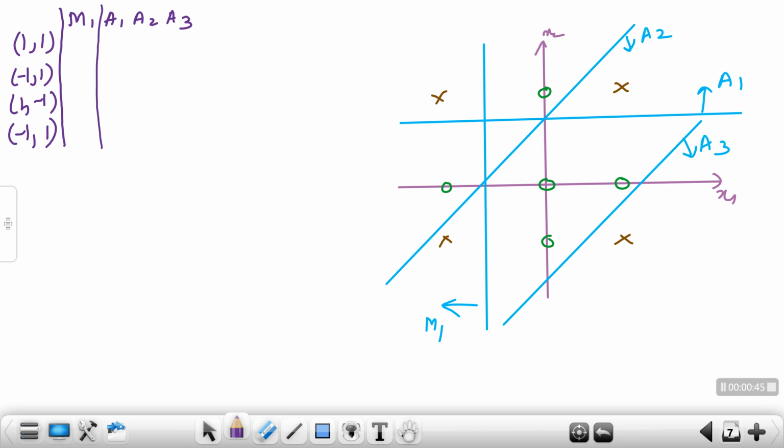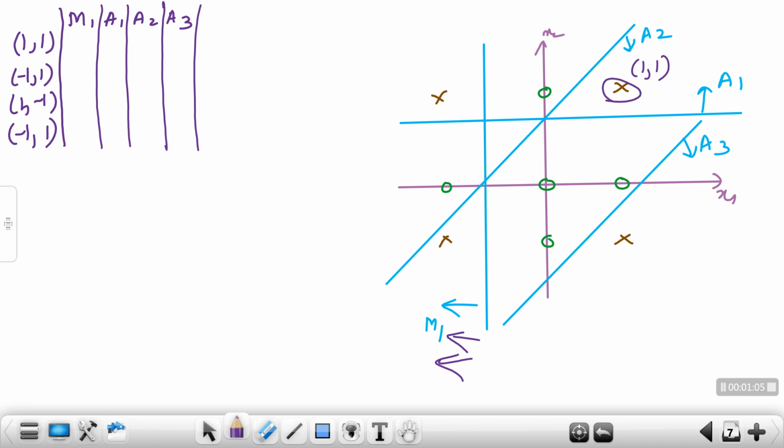I can get it quickly by looking at the lines. So where is the pattern (1, 1)? (1, 1) will be here. Now for this, the direction of M1 is negative. So it is not in the direction of M1. The M1 direction is this side and this pattern is on the other side. So M1 will be negative. A1 is positive because it is in the direction of A1. A2 will again be positive and A3 will be negative, because it is not lying in the direction of A3.